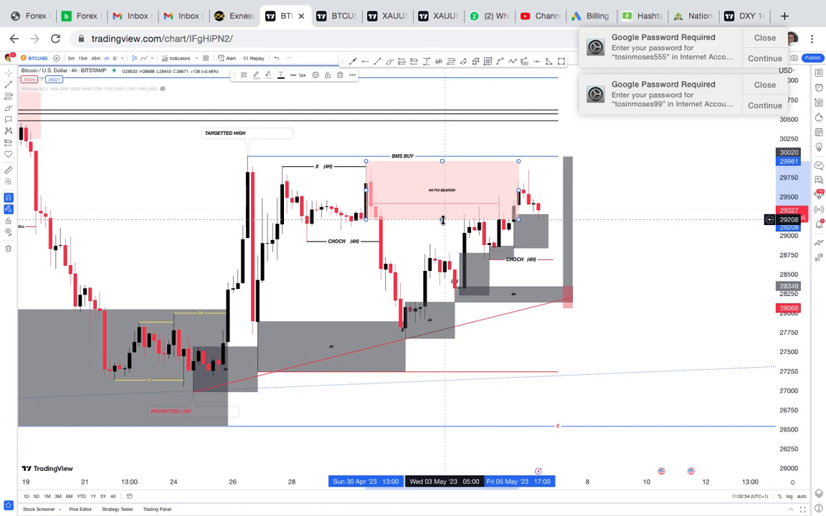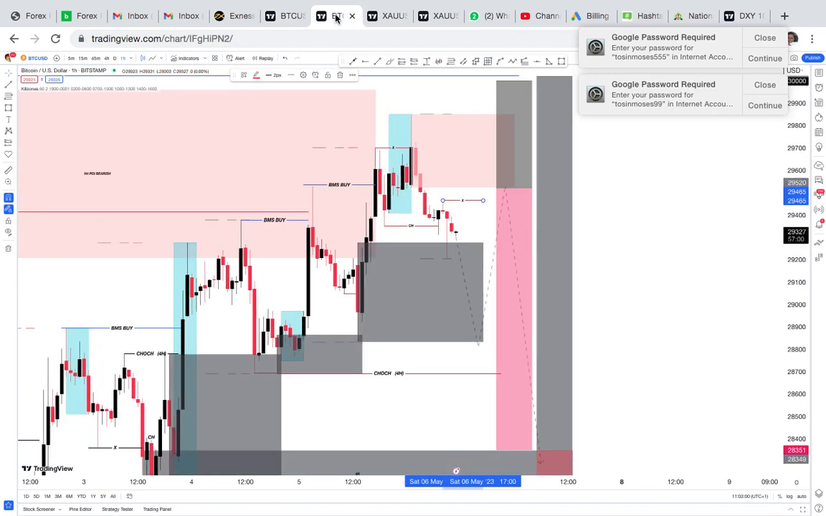So what am I looking for? I'm looking for a choch on a lower time frame. And what time frame am I looking for? I'm looking for maybe 15 minutes. I don't know which one you use. I like 15 minutes, but it depends on the pair, because on BTC the 15 minute candlesticks are really shattered for me. So I'm not really interested in the 15 minutes. So I pay attention to 1 hour.